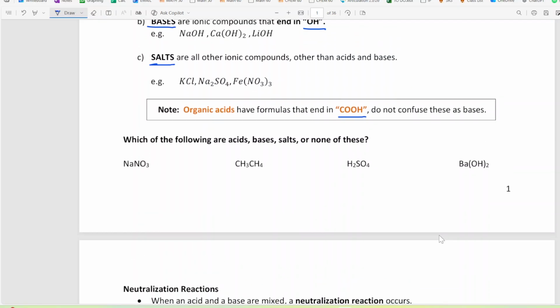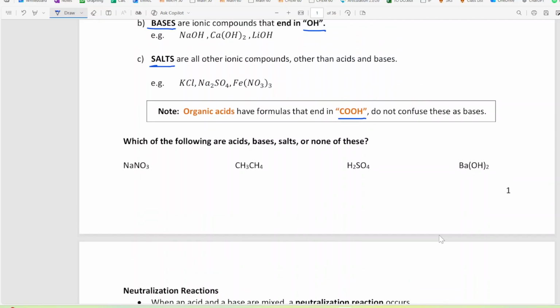So I've got 4 examples down here. All I want you to do is pause the video and give a think. Which of these are acids, which are bases, and which are salts? And if they are none of them, maybe an organic compound, you would say none. Okay, pause the video, give it a go.